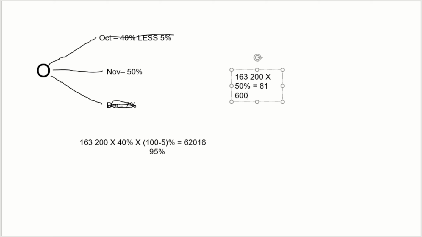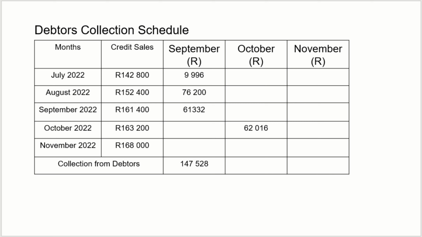81,600 rands. Okay, feel free to check this on your calculator. Correct me if I'm wrong. I stand to be corrected if I'm wrong, as always. Now that we got the 81,600 rands, we take the 81,600 rands, input it on the month of November. So in the month of November, we're going to collect 81,600 rands from the credit sales made in October.